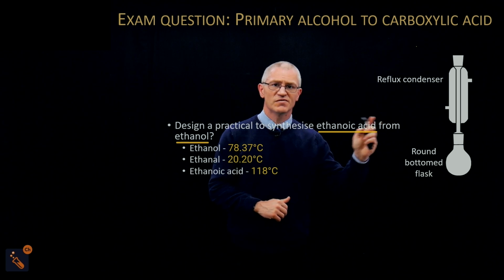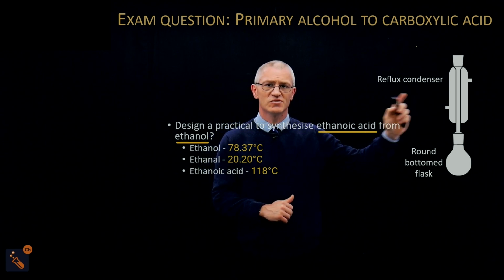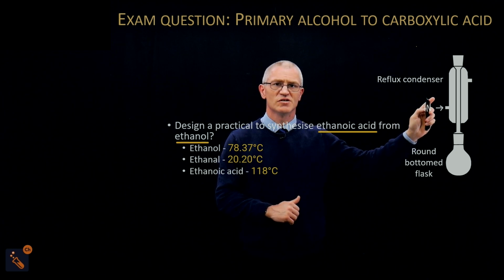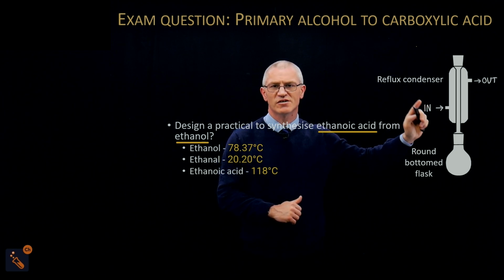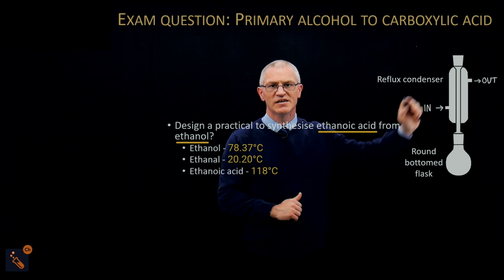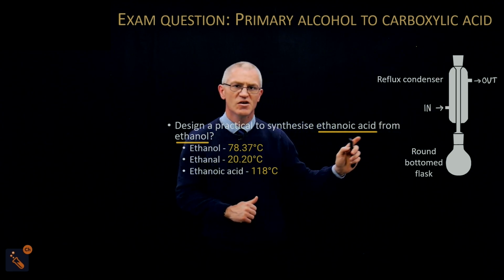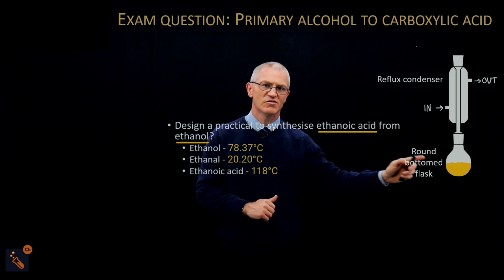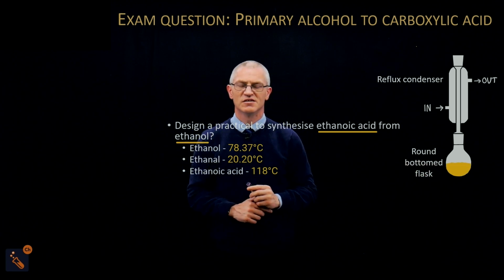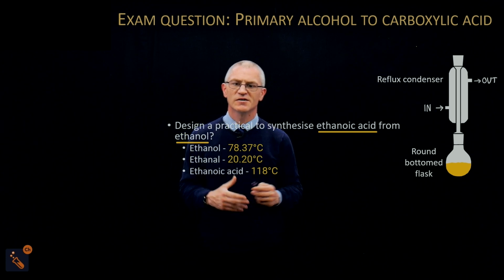So with our reflux, notice we've labelled all the appropriate parts of the diagram, and we're going to do our water in and water out. And the water in and water out goes for the same reason. We're forcing the air out of the tube to make sure the tube is nice and cold. We then put our ethanol and our oxidizing agent into the round bottom flask, and you've got that orange colour.